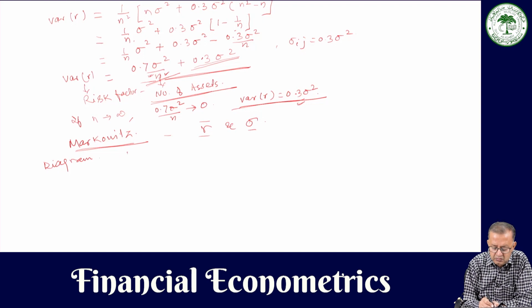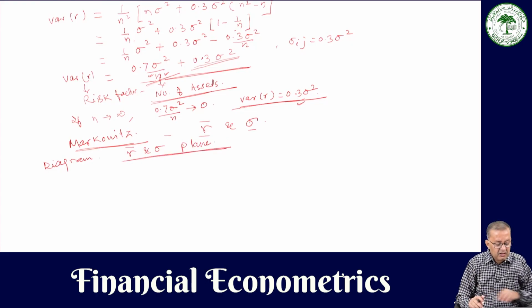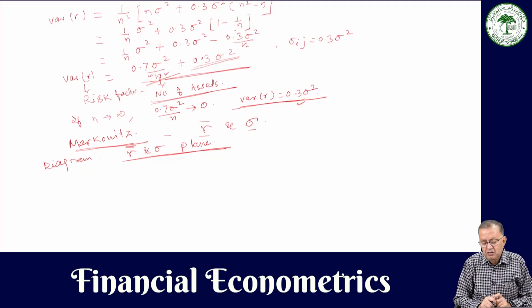in R bar and sigma plane. So what will be in R bar and sigma plane if we have the different portfolios? So what will be the path of portfolio? How much of asset 1, how much of asset 2, how much of asset 3, or how much of asset 4 will be purchased by the investor? This path we are trying to find out in this R bar and sigma plane.